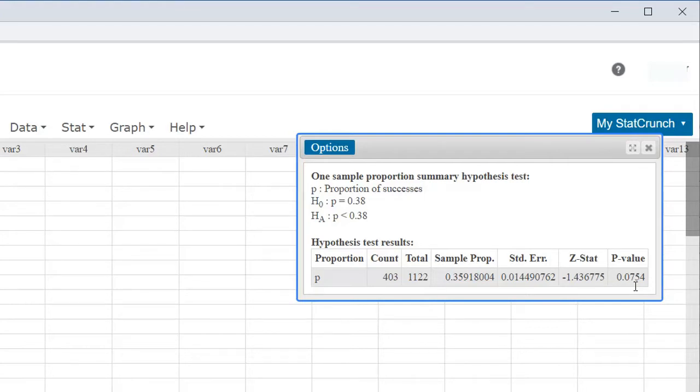If I'm using the classical approach, I would compare the negative 1.437 to the negative 1.28, which I have to look up. And if I'm using the p-value approach, then I would have to know to compare the 0.0754 to the level of significance of 0.1. Again, since 0.0754 is less than 0.1, we would reject the null hypothesis.